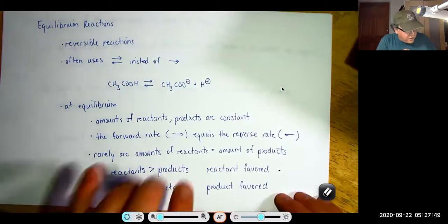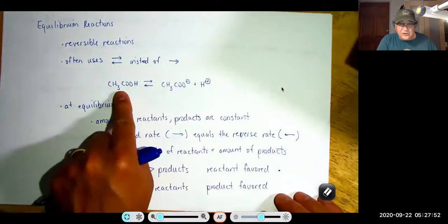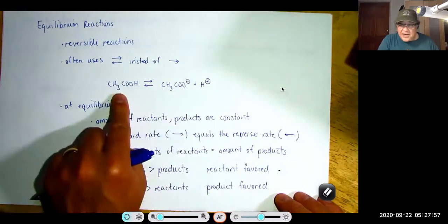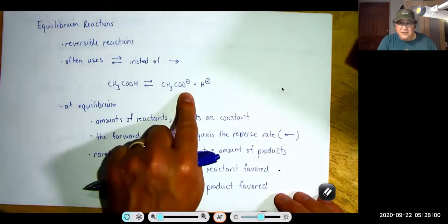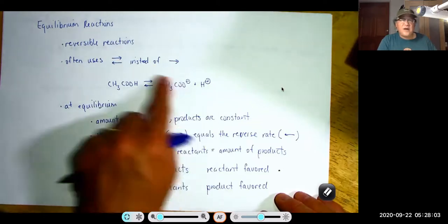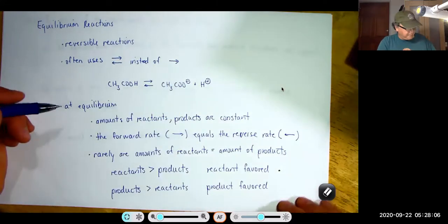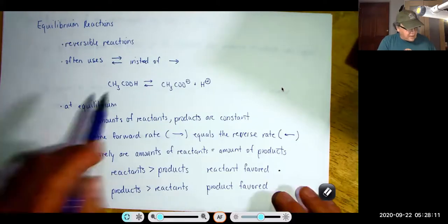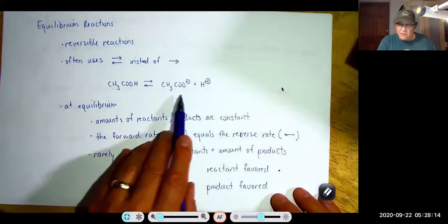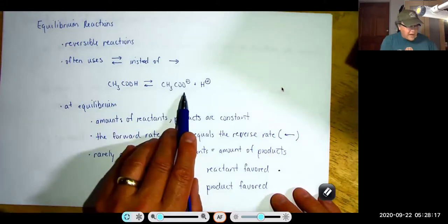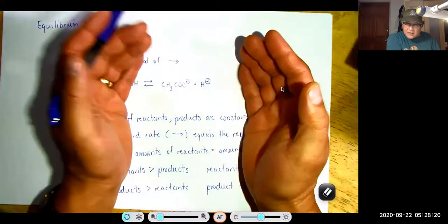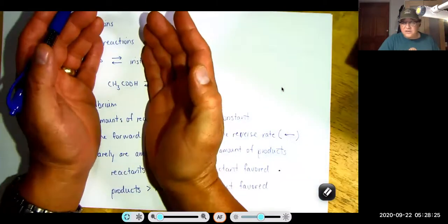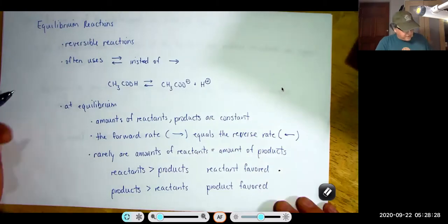Because if you have one of each of these making one of those, and one of these making 2 of these, the total amount of this doesn't change, and the total amount of these do not change. So these amounts do not have to be equal, and they rarely are. However, equilibrium can favor the reactants or it can favor the products. If we have more product than reactant, we say it's product favored. If we have more reactant than product, it's called reactant favored. So that's what this is right here.